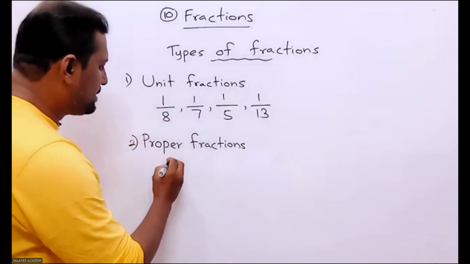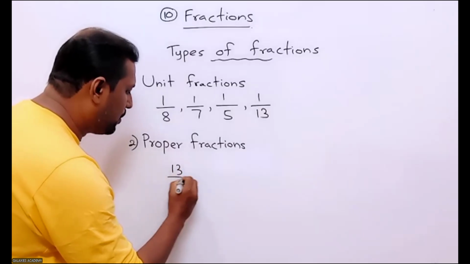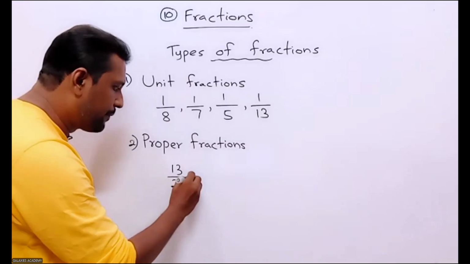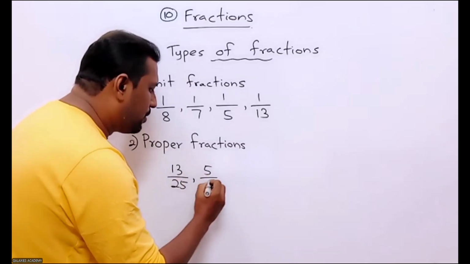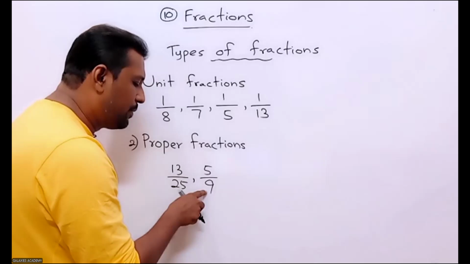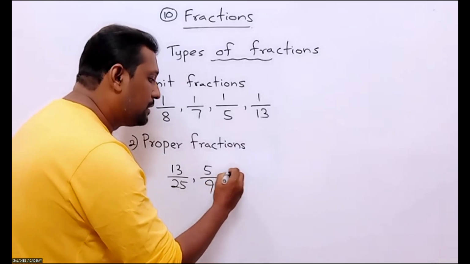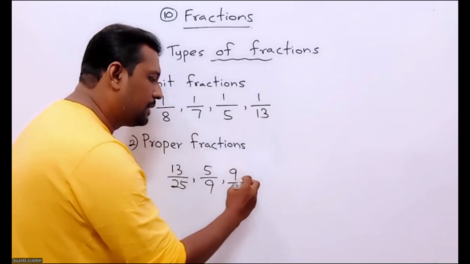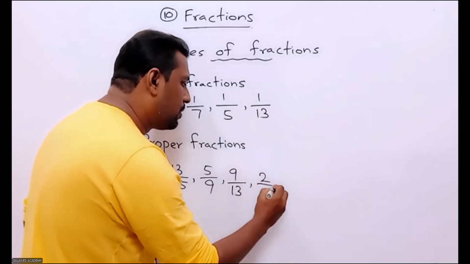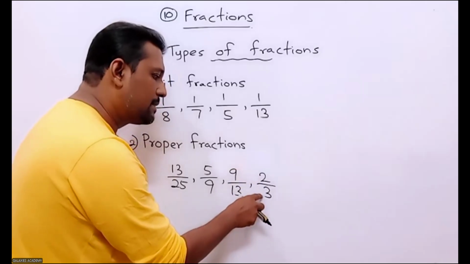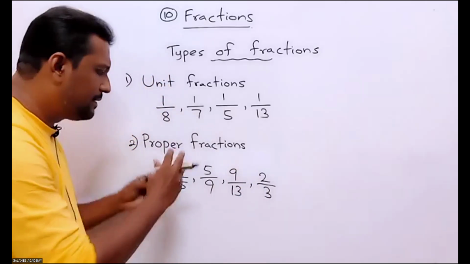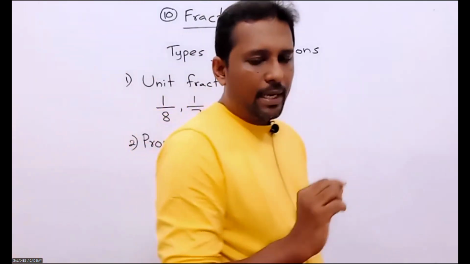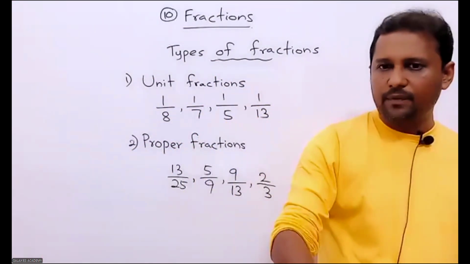You don't write these examples, okay? 13 over 25. Now look, 13 is less than 25. 5 over 9. 5 is less than 9, right? 9 over 13. 9 is less than 13. 2 over 3. 2 is less than 3. Right? Fractions like these are known as proper fractions.